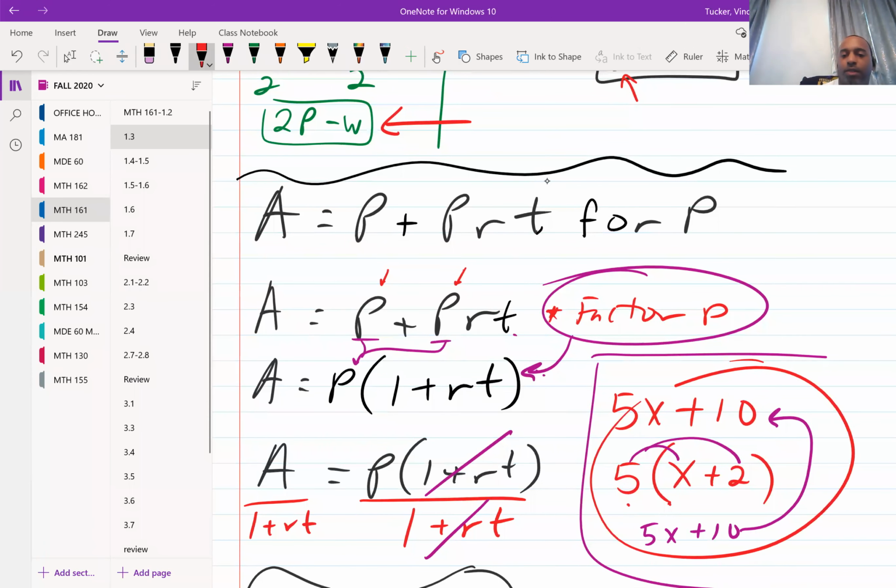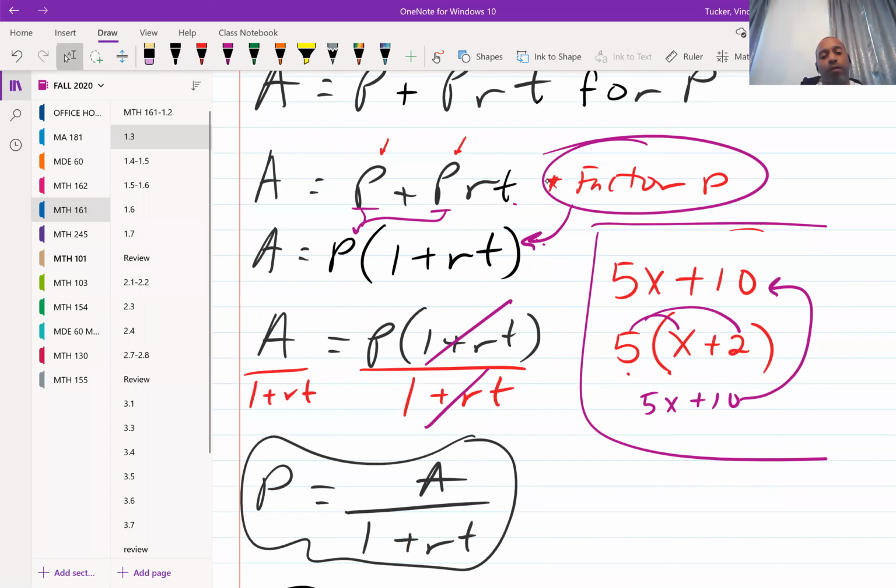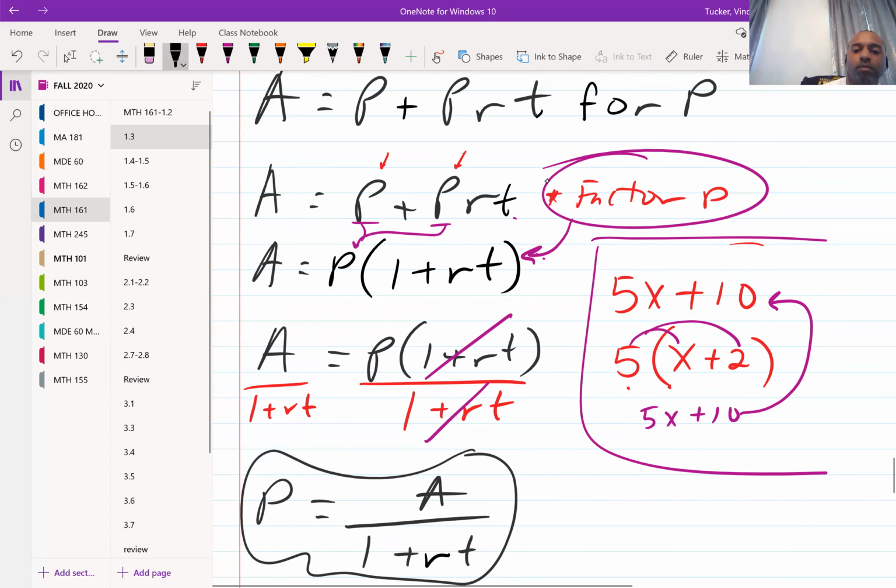All right, over here, we're just re-emphasizing the factoring process. That's all. So after that, you can divide both sides by 1 plus RT, that whole quantity, because remember, your goal is to get P by itself. You have P times 1 plus RT. So now we divide both sides by that 1 plus RT. And our result is P is equal to A over 1 plus RT. Any questions?